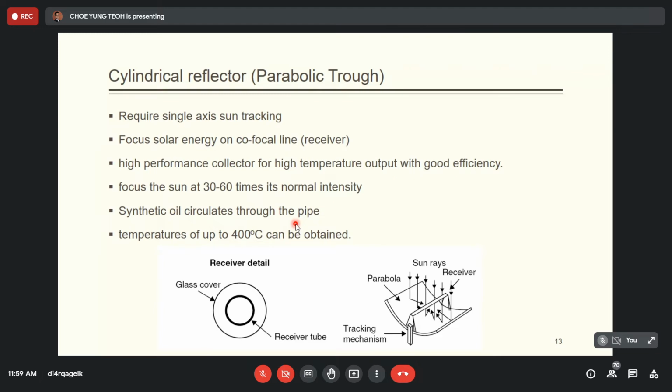Some of the companies will still want to use water. They say, yes, water will boil at 400 degrees Celsius, but I can use a better material on the receiver tube to avoid it expanding. Then okay also, I cannot say it's wrong, but still okay. The good thing is they can use the water directly to run the steam turbine.